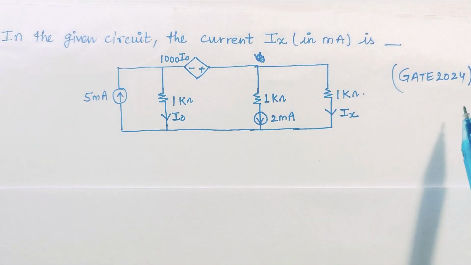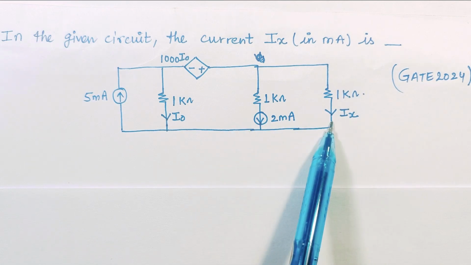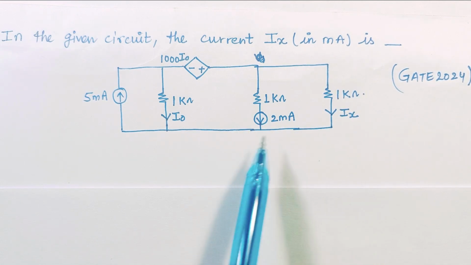Let us see a question asked in GATE 2024. In this given circuit, the current Ix value in milliampere has been asked. So this Ix value has been asked in this question. Let us see how we can solve it.